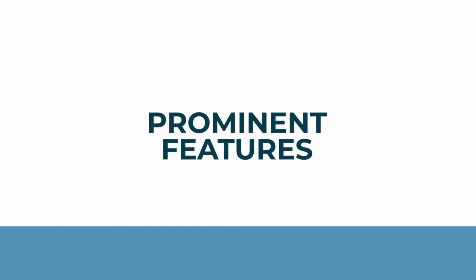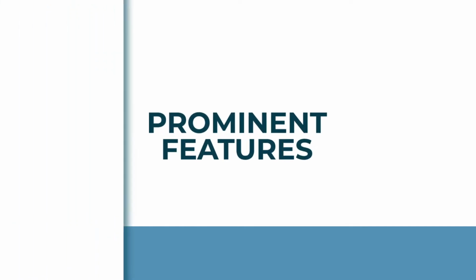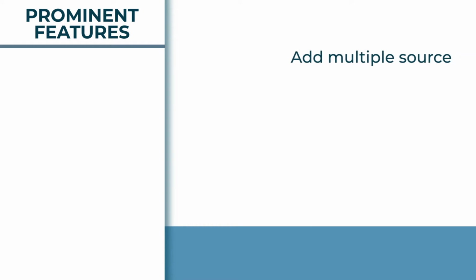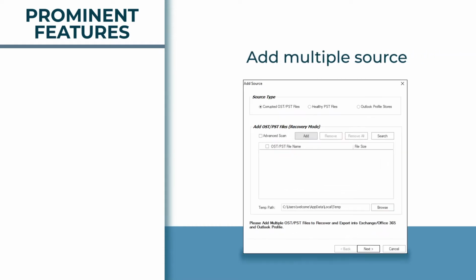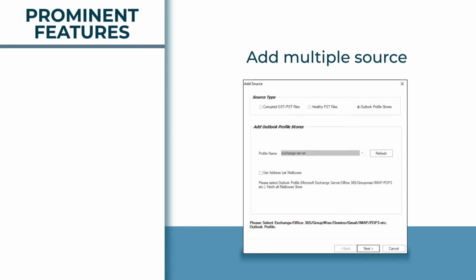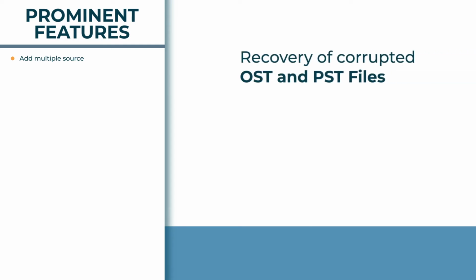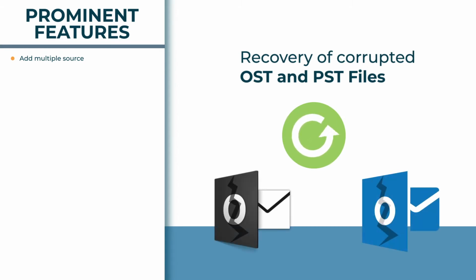Some of the prominent features of the software are that it allows users to add multiple sources, such as corrupted OST files, or PST files, healthy PST files, and Outlook profile stores. And if your files get corrupted, the software also provides complete recovery of your corrupted OST and PST files.